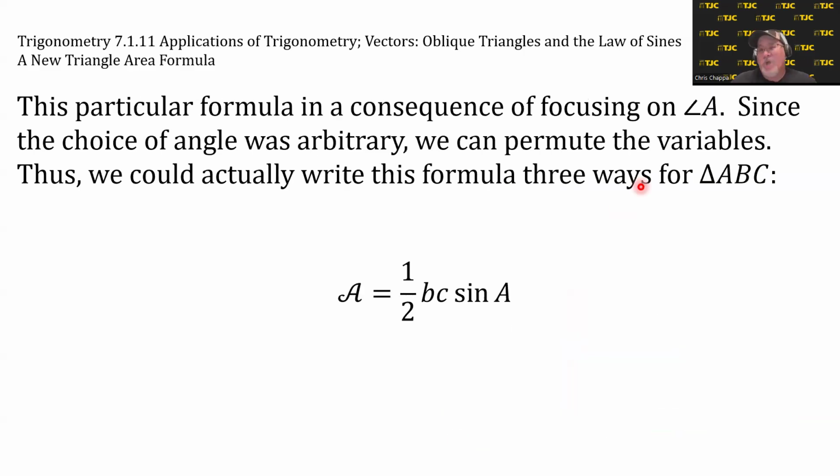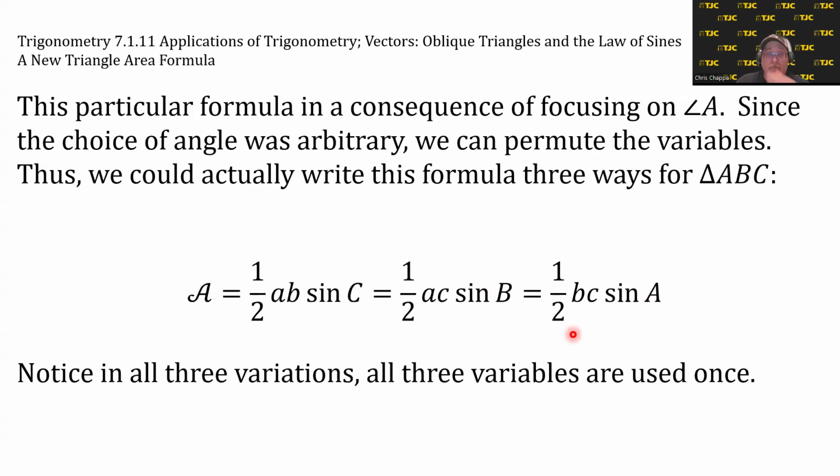But since the choice of angle was arbitrary, we could have chosen any angle, we can permute the variables, meaning that we can put them in any order that we want. Thus, we could actually write this formula 3 ways for triangle ABC, depending on the angle that we put inside the trig function. It could be 1/2 AB sine of C, it could be 1/2 AC sine of B, or it could be 1/2 BC sine of A. And notice in all 3 variations, all 3 variables are used exactly once as an angle and twice as a side.